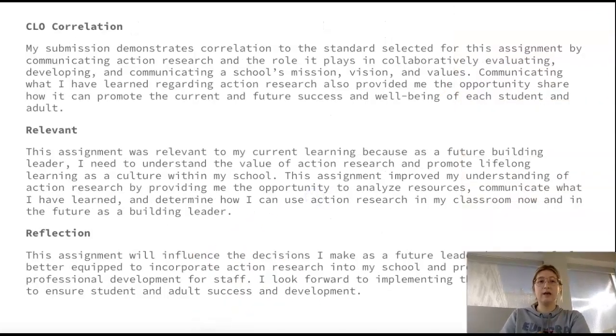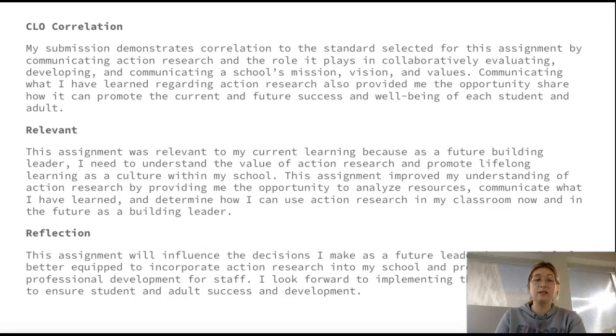So my correlation. My submission demonstrates correlation to the standards selected for this assignment by communicating action research and the role it plays in collaboratively evaluating, developing, and communicating a school's mission, vision, and values. Communicating what I have learned regarding action research also provided me the opportunity to share how it can promote the current and future success and well-being of each student and adult.